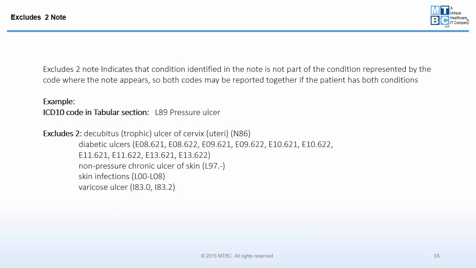Excludes 2 indicates the condition identified in the note is not part of the condition represented by the code where the note appears. So both codes may be reported together if the patient has both conditions. So even though you have the L89 pressure ulcer, the Excludes 2 indicates that the condition identified in the note is not part of the condition, but they can be reported together. Okay?